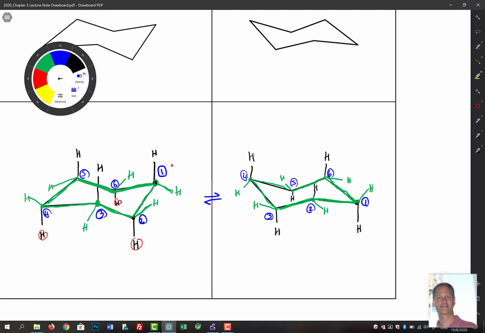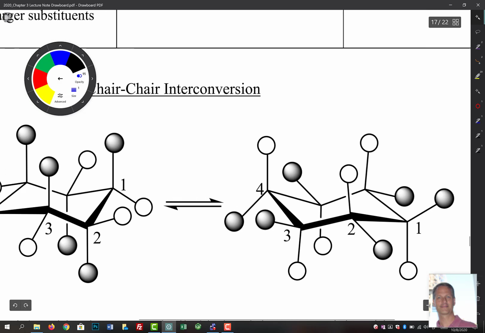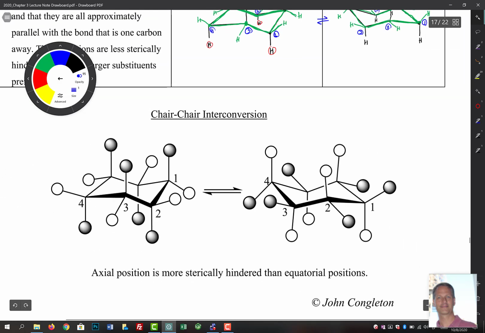Now, again, our main goal here is to get to the point where we can do a chair-chair interconversion. So if we look down here below, that's kind of the idea behind this. This is what we just did up above, right? Noticing here that we have our axial positions. So these are all axial right now, right? And these are equatorial. And then notice this. This is an interesting pattern. It holds true for all of these chair-chair interconversions.